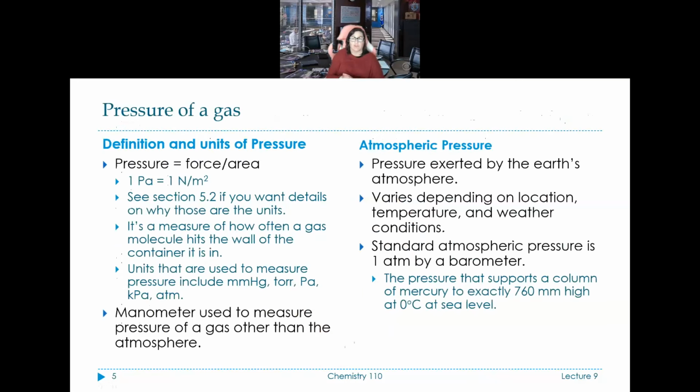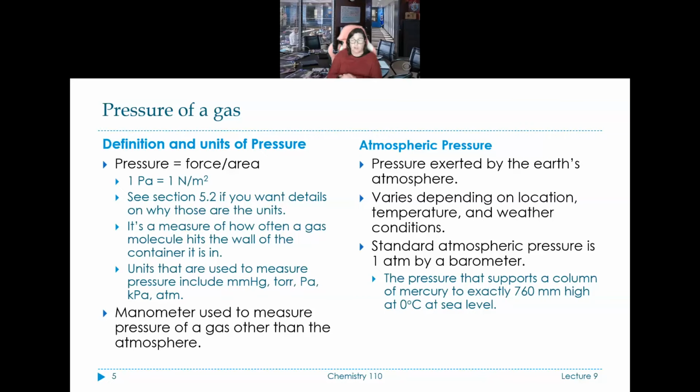First, we're going to talk about the pressure of a gas. Definition and units of pressure. Pressure is defined as force per area. So it's a way for us to talk about how much those gas molecules hit whatever's around them. So 1 Pascal, which is our units that we're going to talk about, is 1 Newton per meter squared. If you're interested in how we got those units, section 5.2 has the details on why those are the units that we have. I don't think it adds anything to our discussion to tell you that that's what a Pascal is. It's also not typically the unit that we use for this, but it is related to all of the other pressure units.